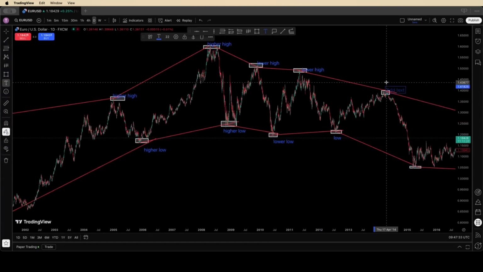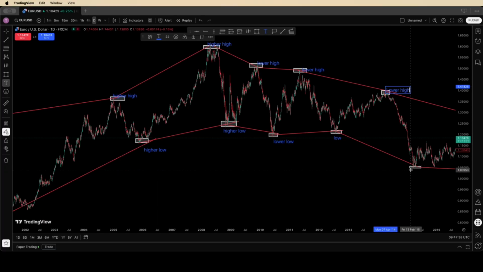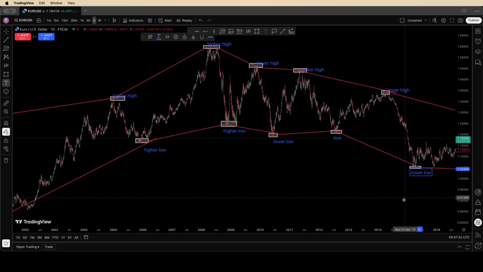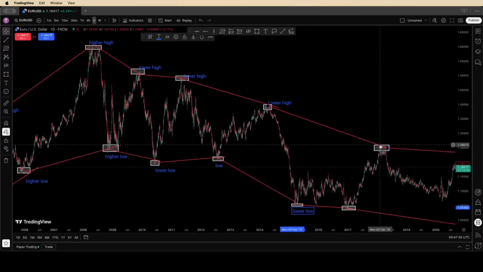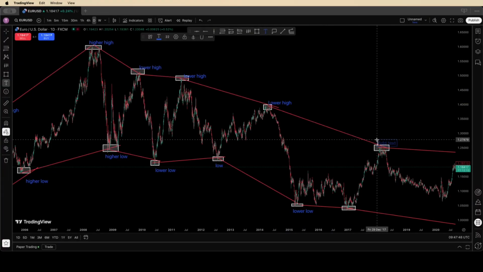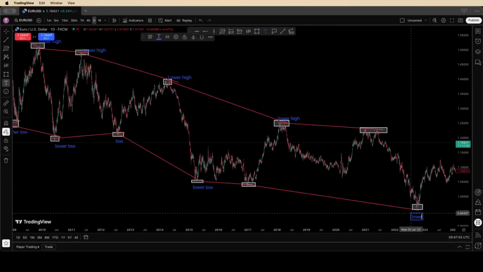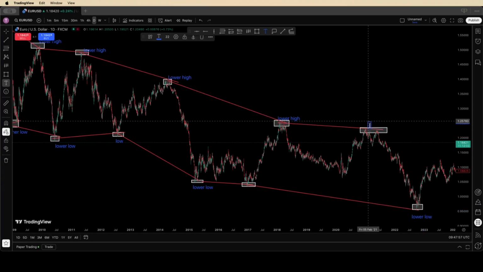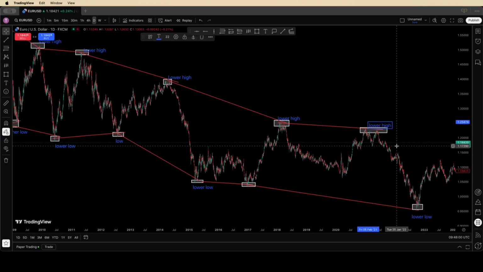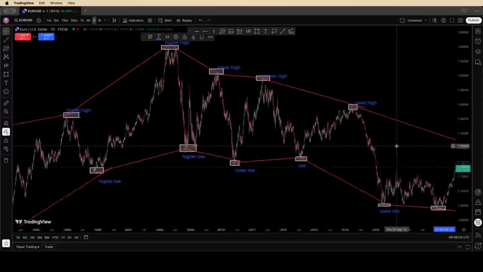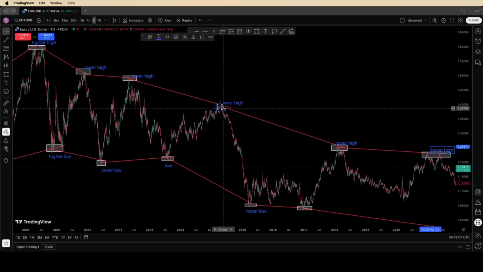And then this is lower low, lower high, sorry, and this is lower than the previous low, so lower low, this one is lower high, and then this is lower low, and then lower high. So this is basically how you want to identify the trend, so it's easier for you to see.